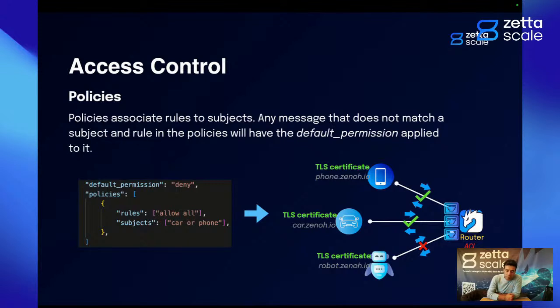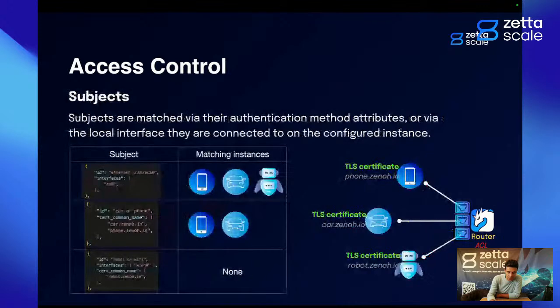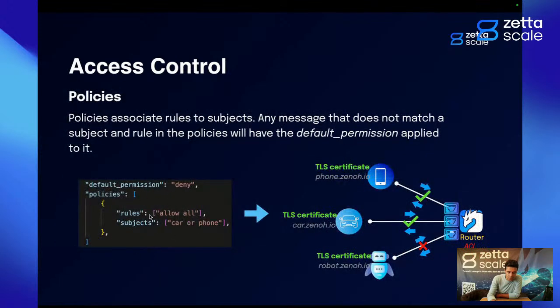So here we have another example of an access control rule in which you see how we can associate rules to subject. So in this case, it's a deny, where we allow all, but we allow all only for car or phone, where these are identities that have associated certificates. Okay. So everything is denied by default because that's the default permission. And then we are just allowing everything for identity car or phone, which means the car and the phone will receive anything that is published, but the robot won't receive anything.